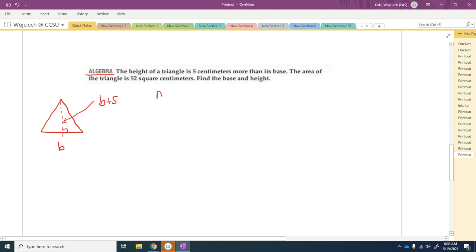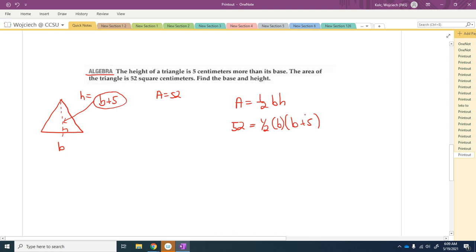And we also know that the area is 52 square units. Now the question is, find the base and the height. So area is equal to 1/2 base times height. So 52 equals 1/2 times b. And now instead of h, I am substituting b plus 5. Please remember, this is h. The height is 5 centimeters more than the base. So b plus 5. So we'll get a quadratic, okay?